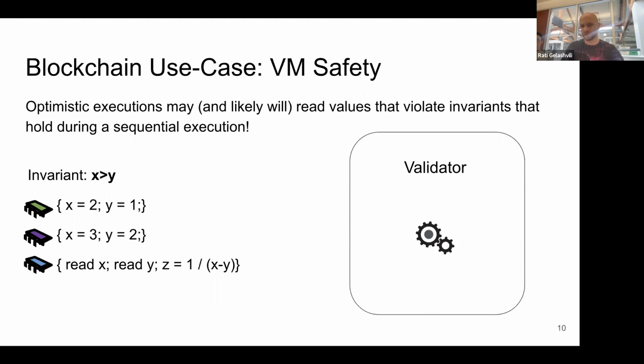But if we start executing them concurrently, step by step, the green thread might write X equals 2. The blue thread might go and read X. The purple thread might write X equals 3, Y equals 2. Now the green thread might read Y, also 2, and then divide by 0. And notice that this would have never happened in a sequential execution, right?